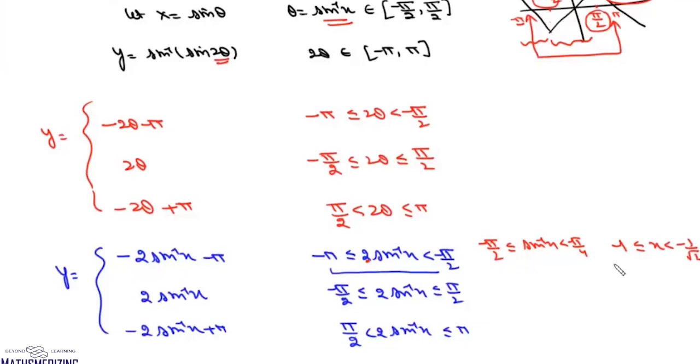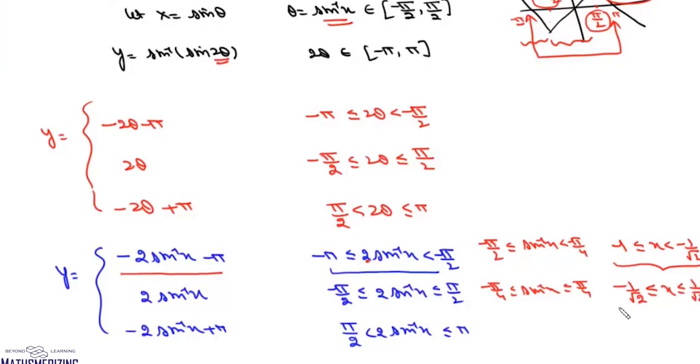So if x lies between minus 1 and minus 1 by root 2, then this expression is equal to minus 2 sine inverse x minus pi. Now here if we divide by 2, we get minus pi by 4 is less than or equal to sine inverse x is less than or equal to pi by 4. Now we'll take sine, we get minus 1 by root 2 is less than or equal to x and is less than or equal to 1 by root 2.